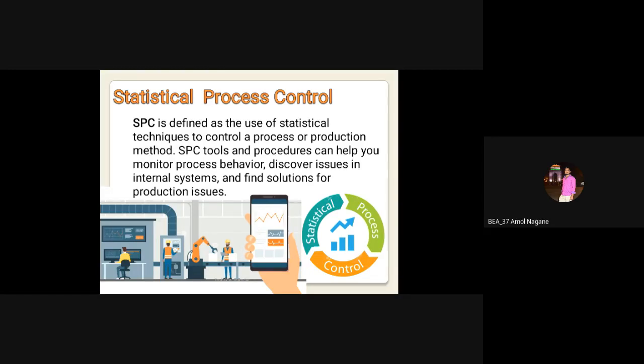SPC tools and procedures can help you monitor process behavior, discover issues in the internal system, and find solutions for production issues. This is generally simple. Now in this picture, the first person is a controlling person, an observer. What is the area of that observer? He only has different types of charts and outputs, and he is watching and analyzing the data.